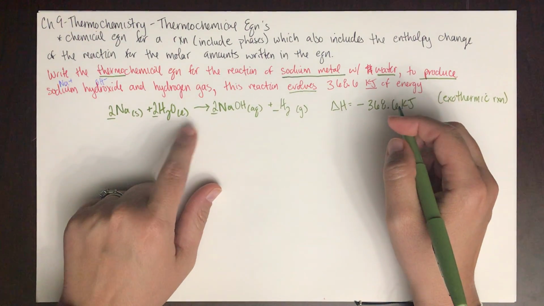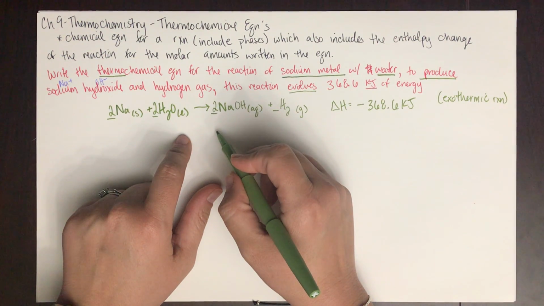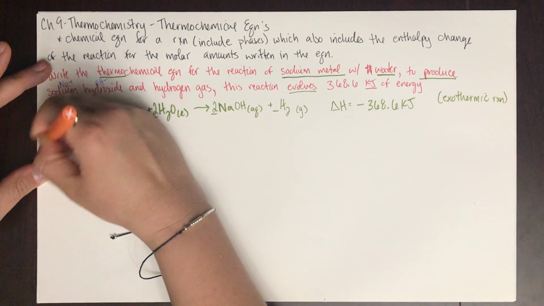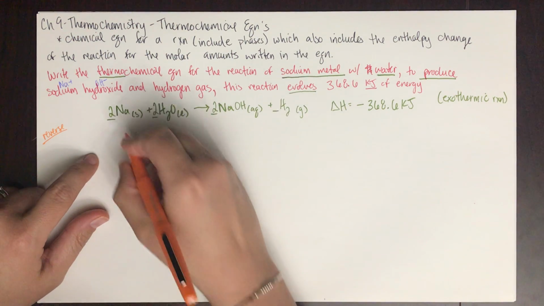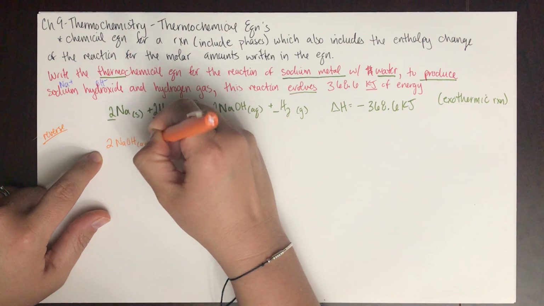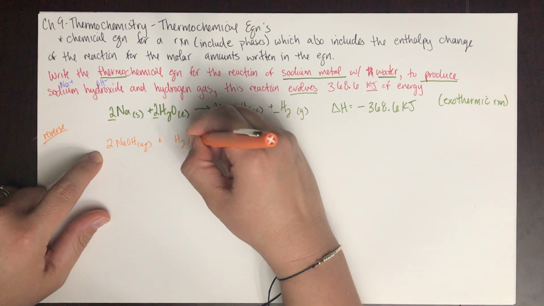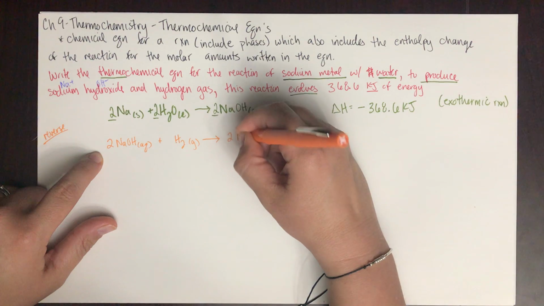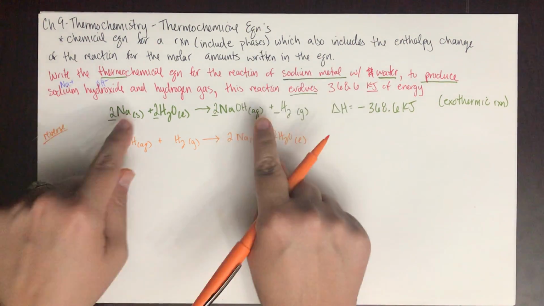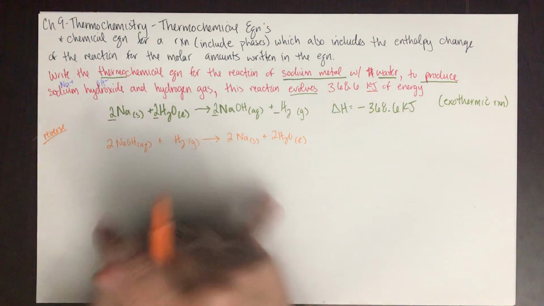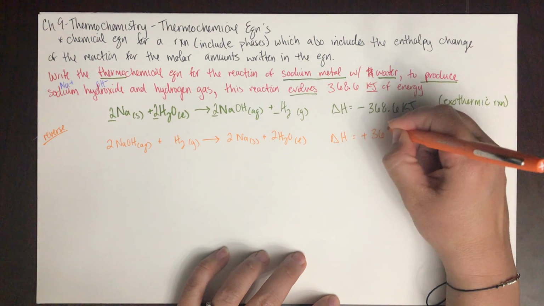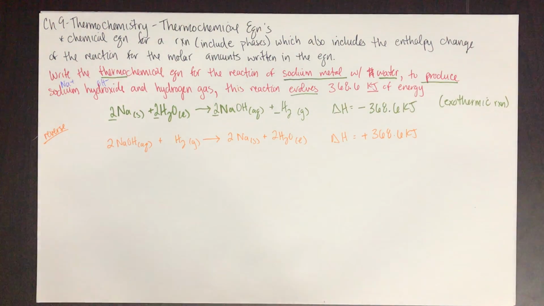What is true is if we reversed this reaction, so let's just write this for example. Let's say we're going to reverse it. I'm just going to write this totally backwards. So 2 sodium hydroxide plus 1 hydrogen gas produces 2 sodium solid plus 2 water liquid. So this is the reverse reaction. When you reverse the reaction, you change the sign of the enthalpy change.